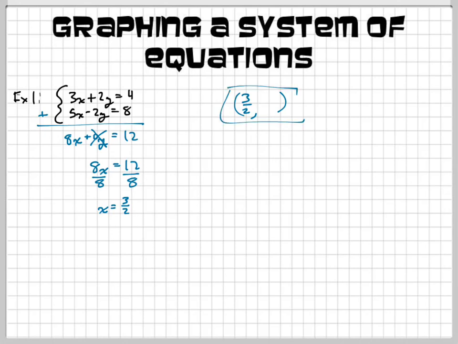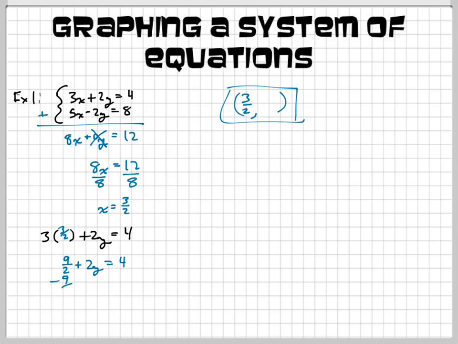Remember, we always need to have a point for a solution because it's a system of equations. So I'm going to take the x, and I'm going to plug it into one of these equations. It doesn't matter which one. I think I'm going to just choose the first one. So we have 3 times x plus 2y equals 4. I plug in the answer, 3 over 2. I multiply it. I get 9 over 2 plus 2y equals 4.